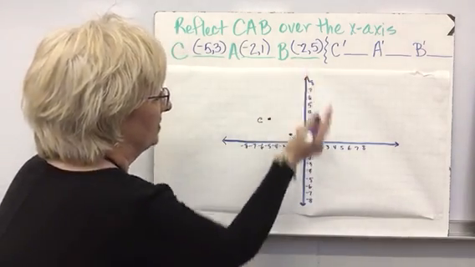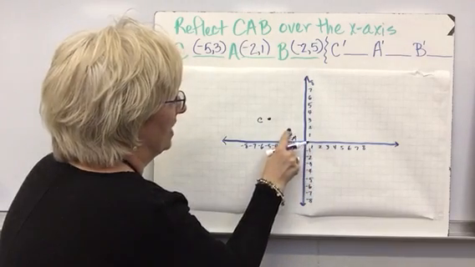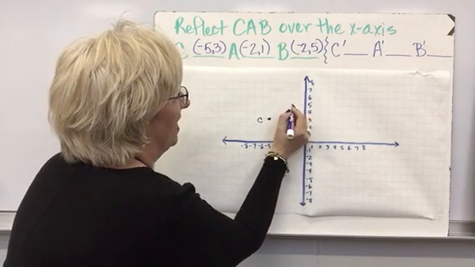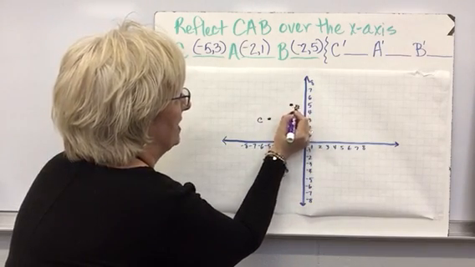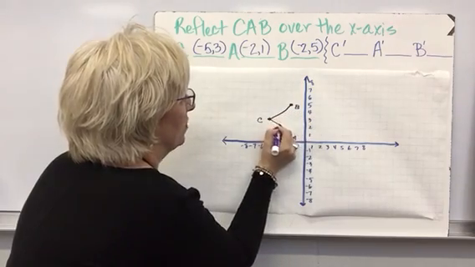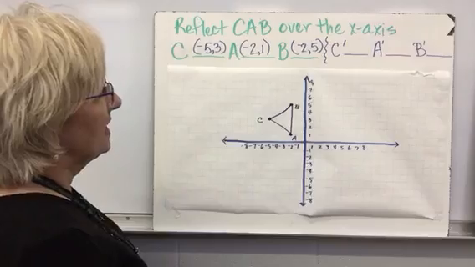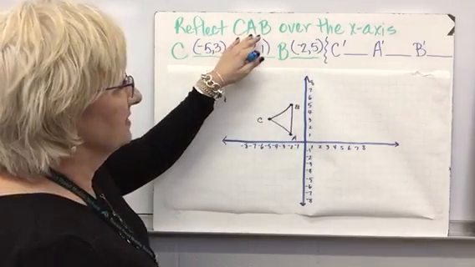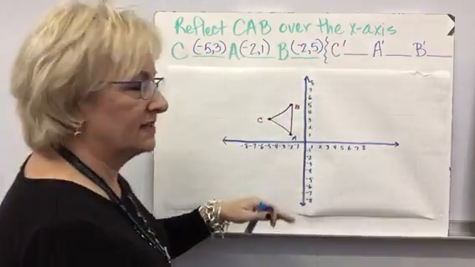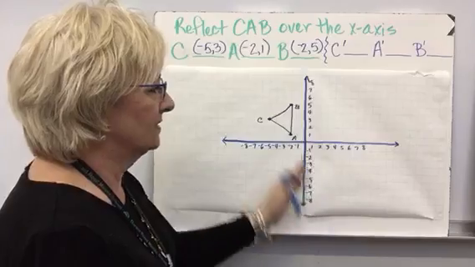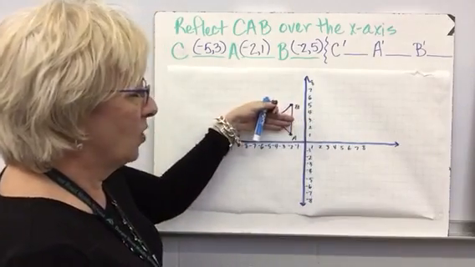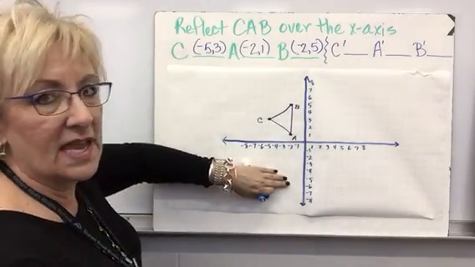And I've got -2 and 5, so it's -2. And now I'm going to go all the way up to 5, that is going to be my B. As you can tell, when I draw this, it's going to be a triangle, okay? Now, it wants me to reflect the CAB over the x-axis. Instead of the y-axis and flipping it this way, we're going to take it and flip it over the x-axis.